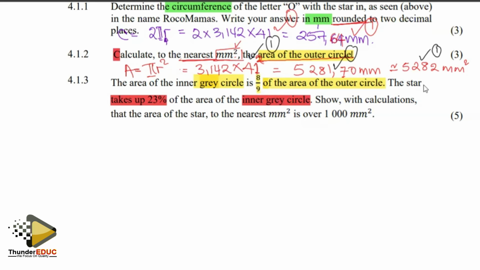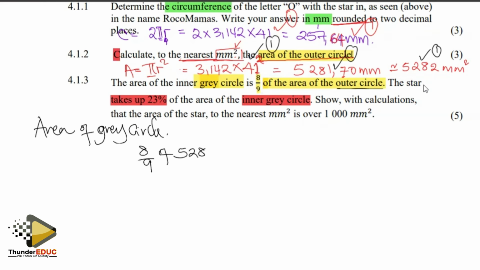So now, first and foremost, ask yourself, what are you going to do? First and foremost, you're going to find the area of the gray circle that I just showed you, which they have told you is 8 out of 9 of the area of the outer circle. And remember, the area of the outer circle was just got in the previous question, which was 5,282. What am I looking for? I'm looking for the area of the gray circle, which is the yellow one.